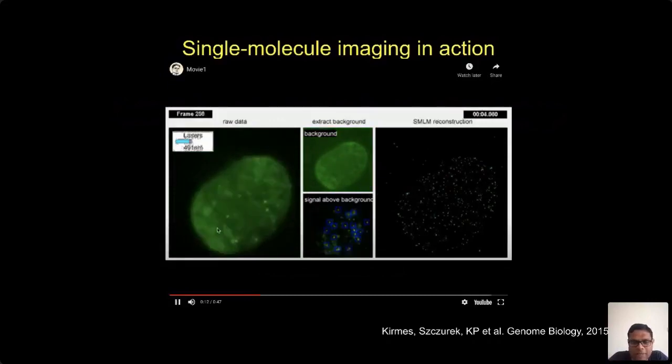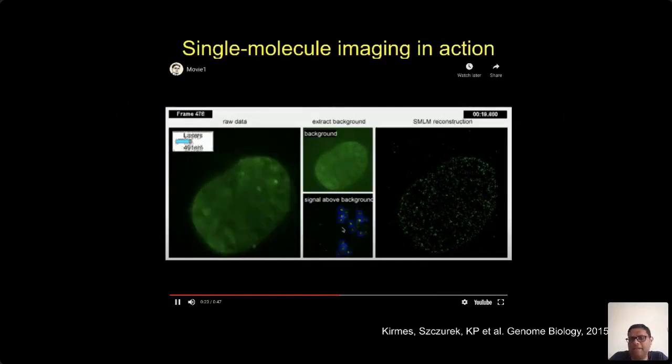So basically, you take your sample. What you see over here is a HeLa nucleus, and you have some single molecules coming on and off. Then you do some background subtraction, and then basically you can identify all these single molecules, and then you can just take the sum of all these in different frames. So what you see on the extreme right is the sum of these molecules.